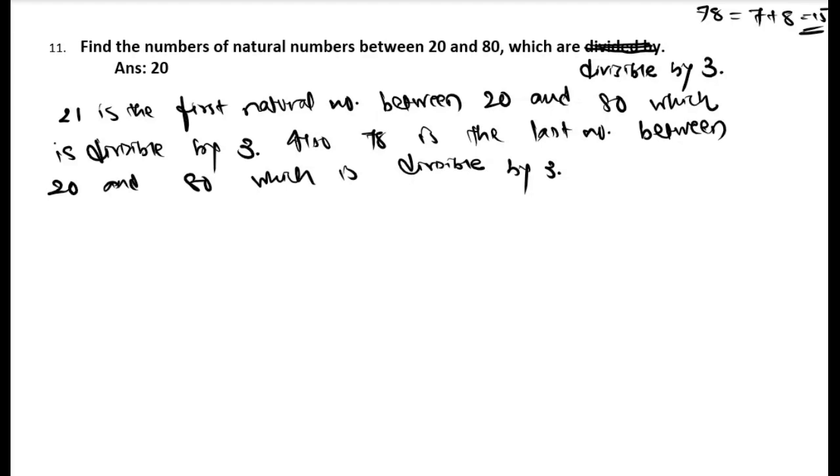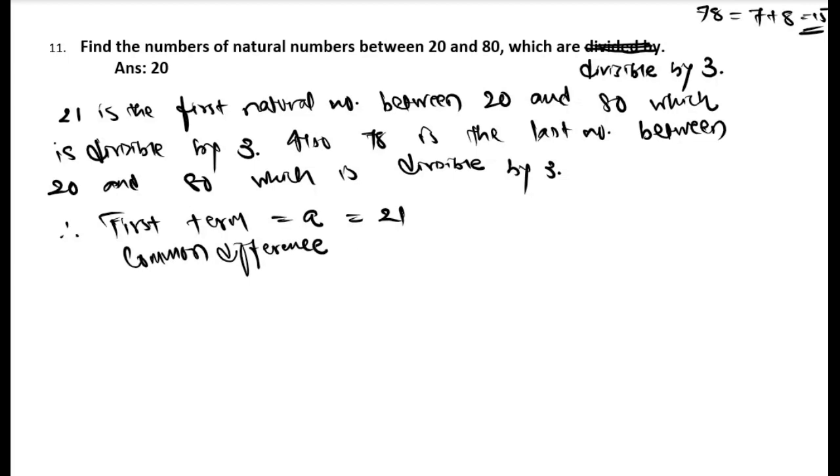78 is the last number between 20 and 80 which is divisible by 3. So therefore the first term, which is equal to a, is 21. Common difference, because all the numbers are divisible by 3, would be 3. All are multiples of 3, so the common difference will be 3.